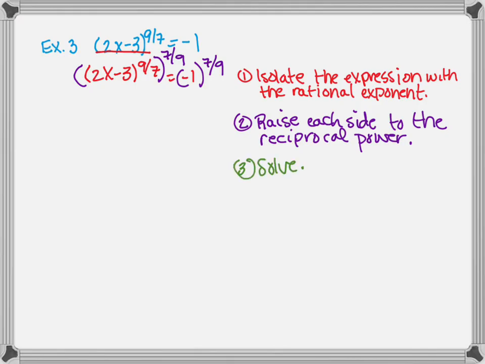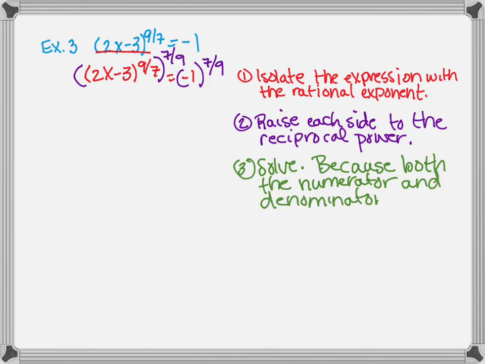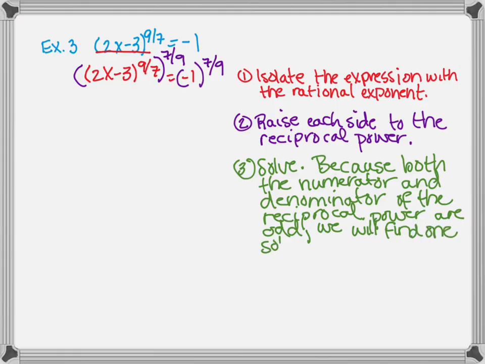And then we'll solve. And because both the numerator and the denominator of the reciprocal power are odd, we will find just one solution. So here, power to a power, we're going to multiply the powers. 9/7 times 7/9 multiply to get 1. So I have 2x minus 3 in parentheses raised to the first power, or just 2x minus 3, equals negative 1 to the 7/9 power.